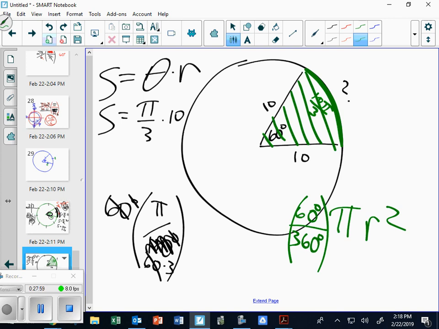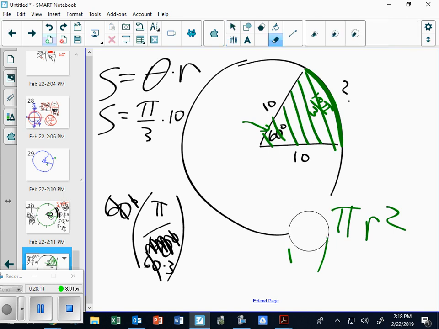I had 60/360ths of the circle. The 60 came from here. 360 is the total in a circle, so 60 out of 360. What if we had this super smart kid in class, and he said, Mr. Server, couldn't you do that as pi over 3 over 2 pi?